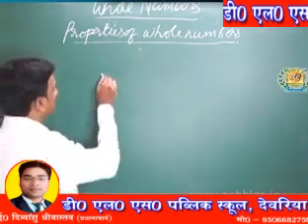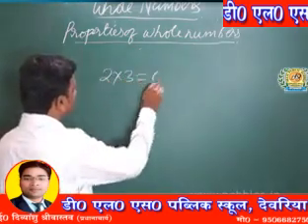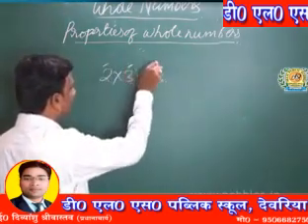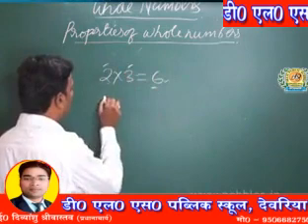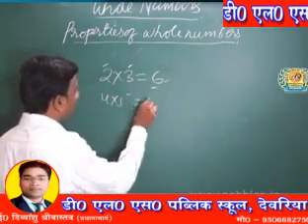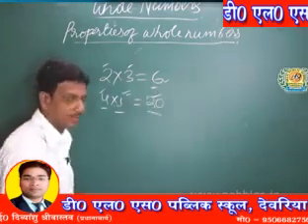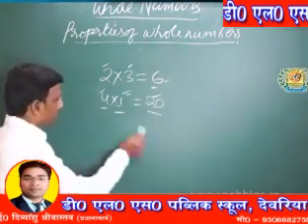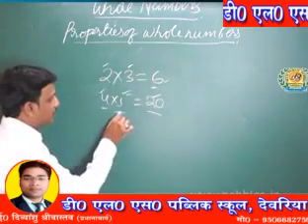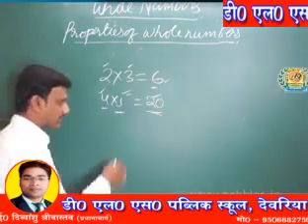Now let us see another one. 2 into 3, 6. 2 is a whole number, 3 is a whole number and 6 is a whole number. 4 into 5, 4 5 is 20. So here also all the 3 are whole numbers. So here the product or the multiplication of any two whole numbers gives rise to a whole number.